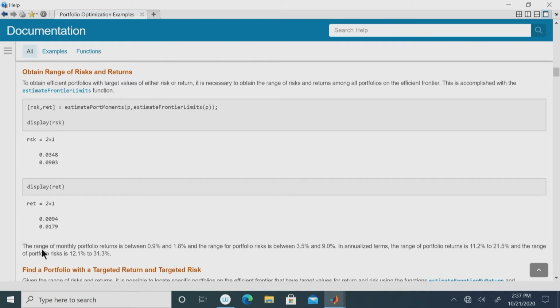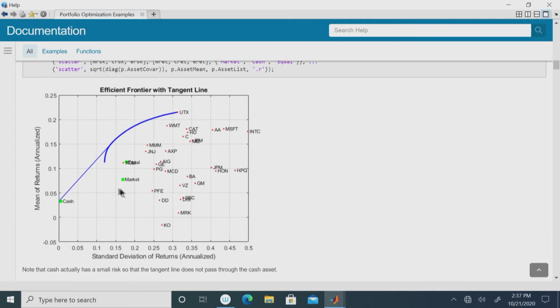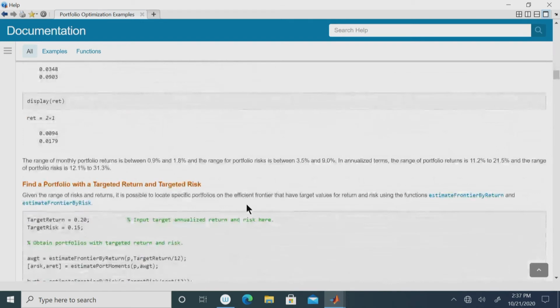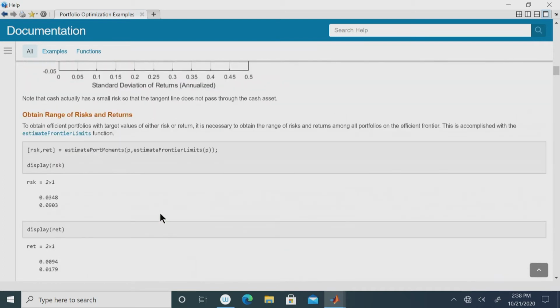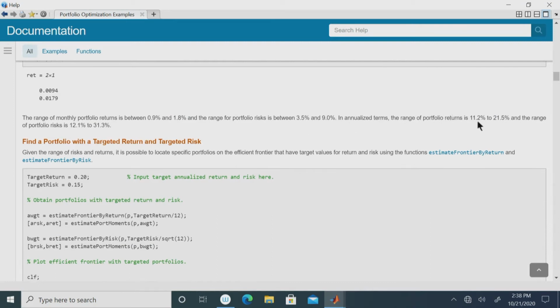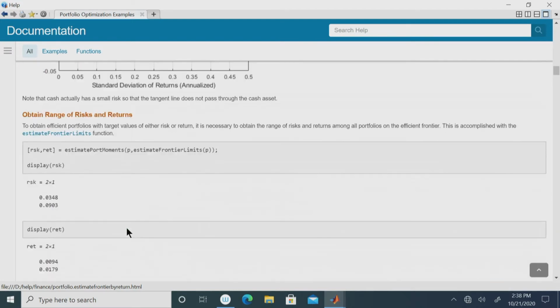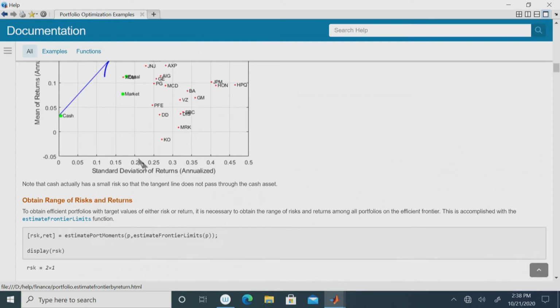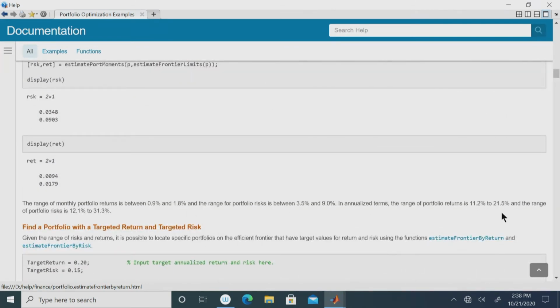If you observe carefully, here we say that the monthly portfolio returns are between 0.9% and 1.8%. Remember that this efficient frontier is based on the monthly returns of the individual assets. So, for the returns, from the bottommost end of the efficient frontier to the topmost end, it ranges from 0.9 to 1.8%, and risk from 3.5 to 9%. In annualized terms, this means it will range from 11.2% to 21.5%. To be more specific, the value here is somewhere around 0.11, and the top value is somewhere around 0.21. So the range is from 11.2% to 21.5%, and this is what translates to 0.9% and 1.8% on a monthly basis, and likewise you have 12.1% to 31.3%.